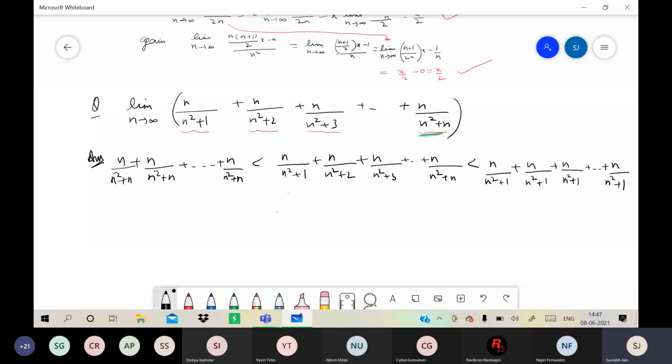Now what will happen? What you get on this side is an addition, because the denominator is the same. So what will be the LCM? The LCM will be n square plus n. So you add all the numerators, n plus n plus n and so on. N added to itself n times will be n square. Here we have this term.